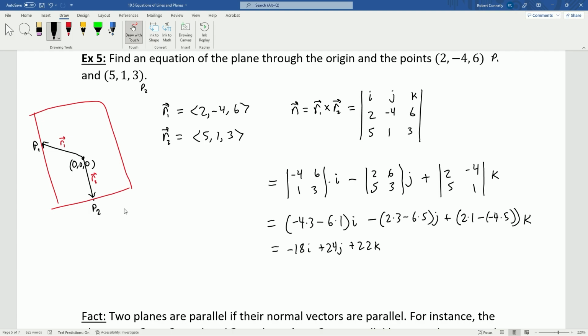So if we think back to our regular equation for our plane, a(x minus x naught) plus b(y minus y naught) plus c(z minus z naught) equals 0, then x naught, y naught, and z naught can all be 0 since this plane passes through the origin. So using our direction numbers from our normal vector, we get -18x plus 24y plus 22z equals 0.